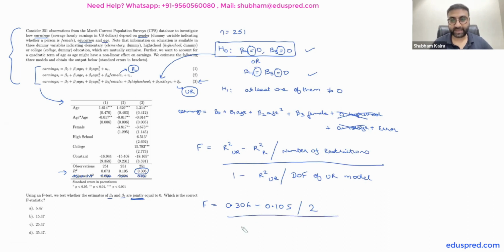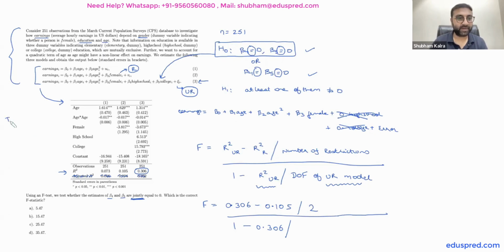Now this is divided by 1 minus. Now for the denominator, you need to note this thing that the entire denominator is for the unrestricted model. So over here, it's the R square of the unrestricted model. And this is the degrees of freedom of the unrestricted model, okay? So there is no role of the restricted model in the denominator, right? So this is 1 minus R square of the unrestricted model, which is 1 minus 0.306 divided by degrees of freedom of the unrestricted model.